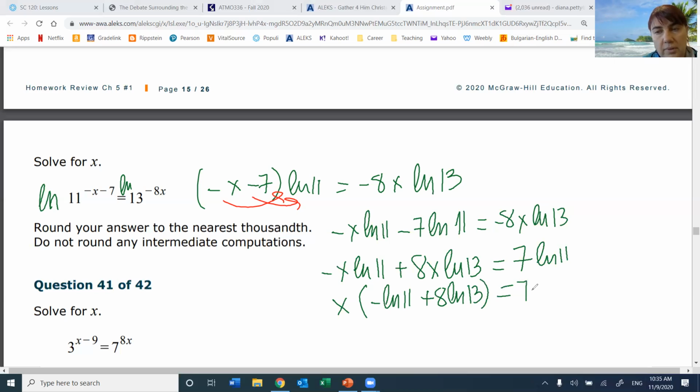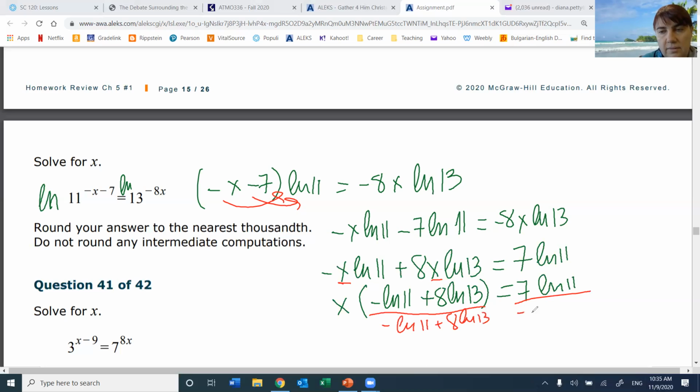And these are just numbers. Right. Let's underline it right here. See the x, so we factor out the x. So then divide by this number and calculate it.